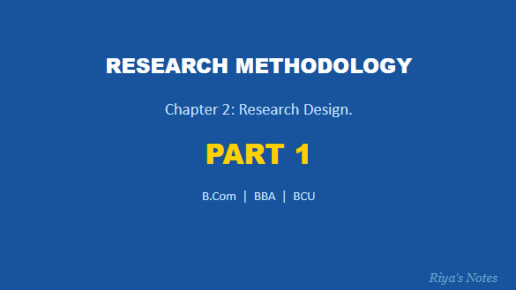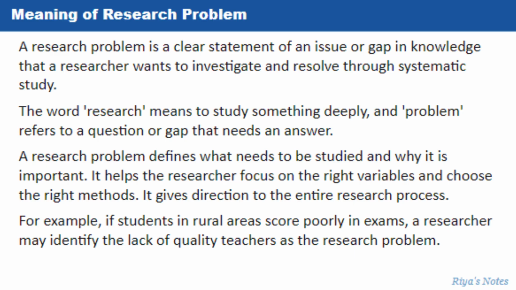Research Methodology. Chapter 2, Research Design. Part 1. Meaning of research problem. A research problem is a clear statement of an issue or gap in knowledge that a researcher wants to investigate and resolve through systematic study.